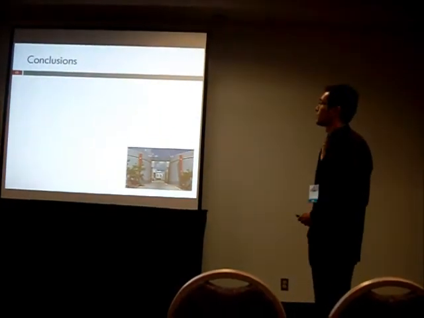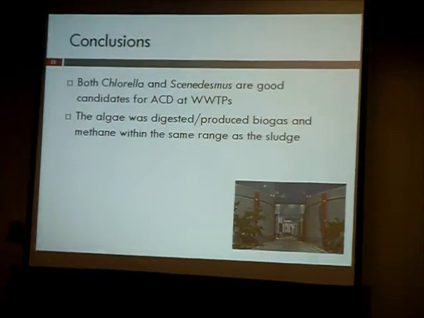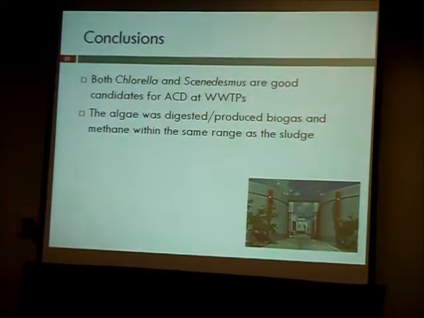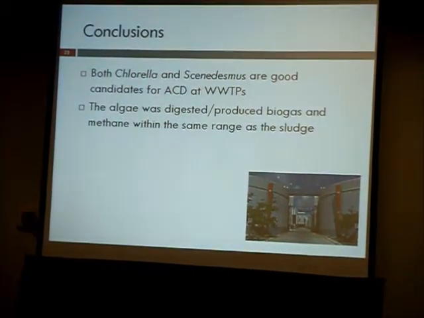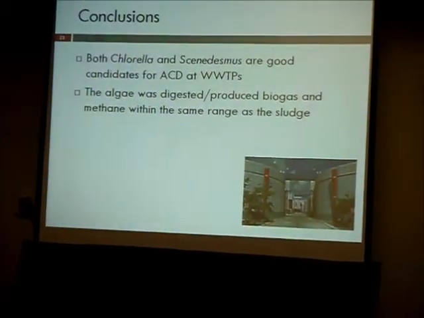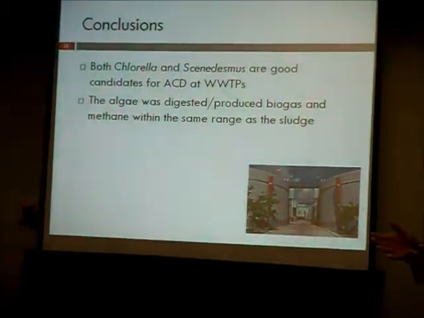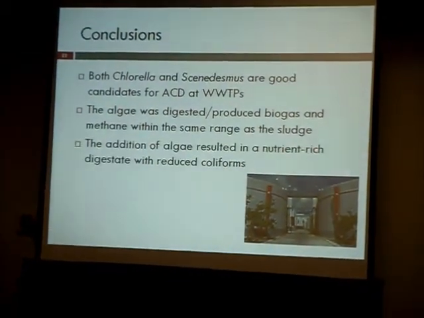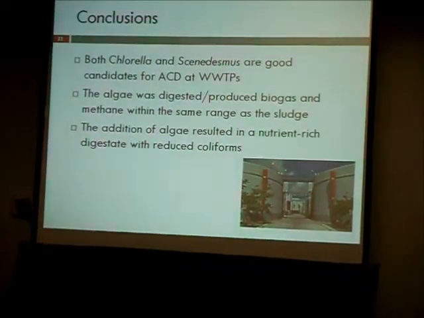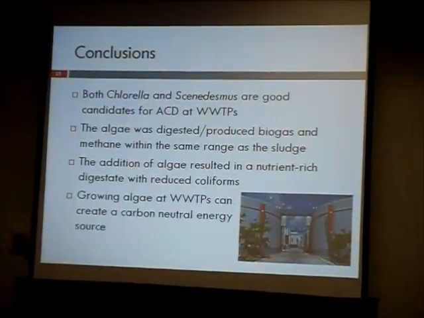To summarize all this, whether you have chlorella or syndesmus growing in your wastewater, both are good candidates. You can see that they're more similar than they were different, and both of them produce biogas comparable to the amount you would get if you're just digesting sludge. The algae digestate resulted in nutrient-rich sludge that had low coliform levels.